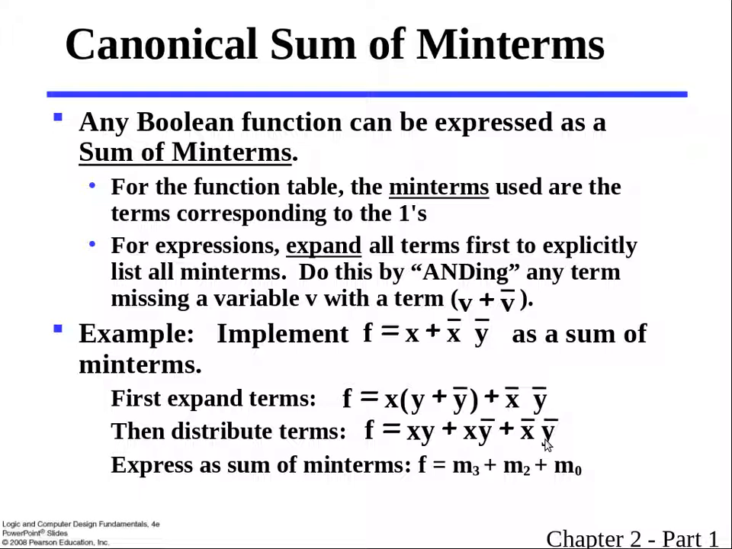So any function can be expressed as a sum of minterms. Since any function can be expressed as a sum of minterms, and max terms are the complement of minterms, you can get to your minterms, complement it, and get your max terms.